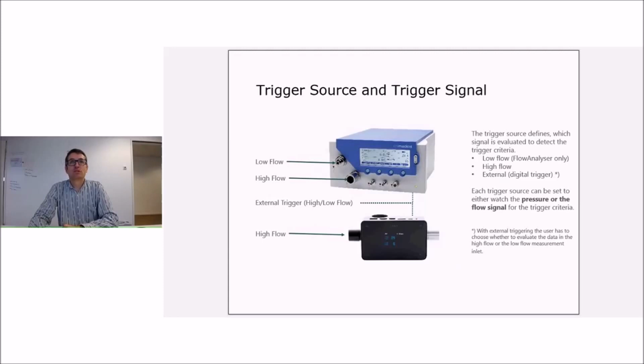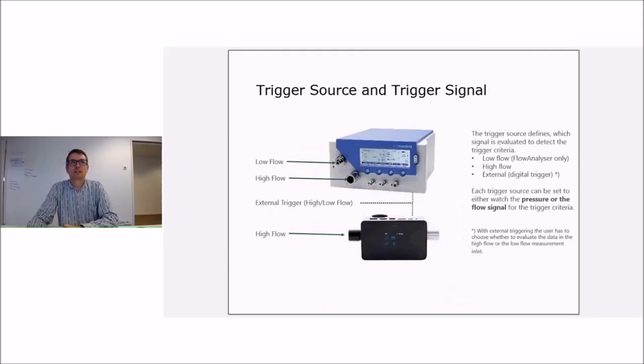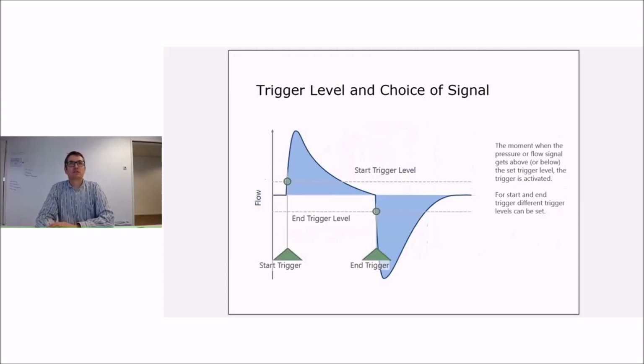In order to create a trigger, one has to select a trigger source. And the trigger source can either be low flow or high flow, or it can be an external trigger, a digital signal. And then we can set the trigger on the flow, or we can set the trigger on the pressure. It's like an oscilloscope, right? You have to select which signal is the trigger, and where do we want to set it. And there is a little more to it.